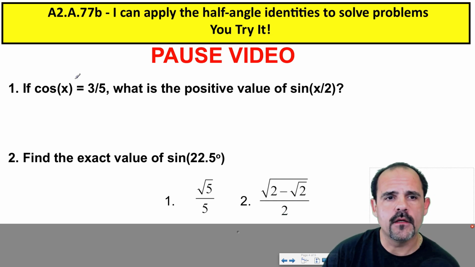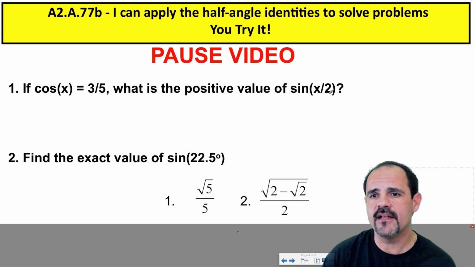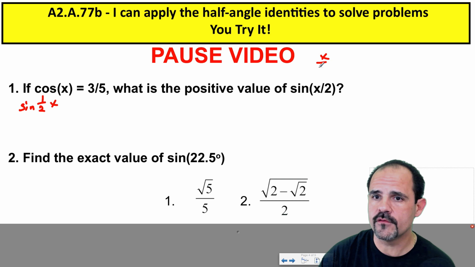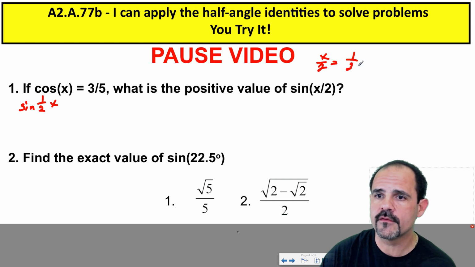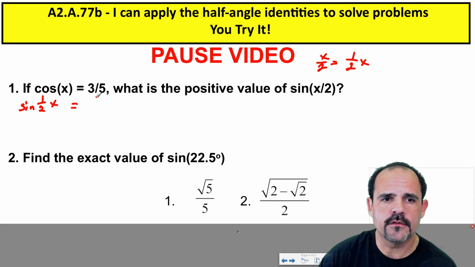So this is the cosine of x is 3 over 5. Find the sine of 1/2 x. So we know that the sine of 1/2 of x, which is the same as x over 2, right? X over 2 is equal to 1/2 of x. So the sine of 1/2 x is going to be equal to positive or negative the square root of 1 minus the cosine of x, which is 3/5, all over 2.